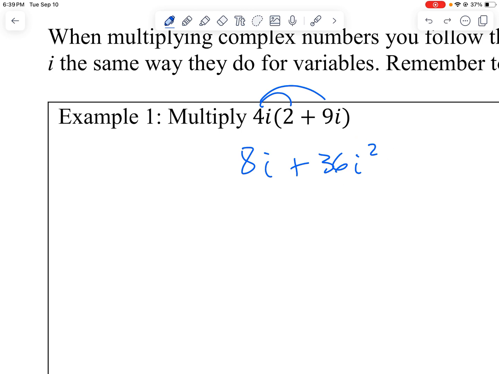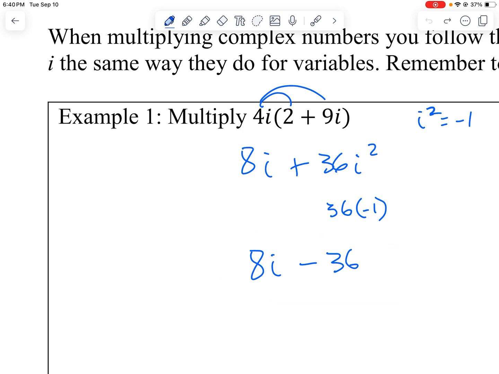When you square i, you get -1. And that's what we learned in our last lesson. And so this part becomes -1, which means it's 36 times -1, which means we're going to get 8i minus 36 to simplify this expression all the way.